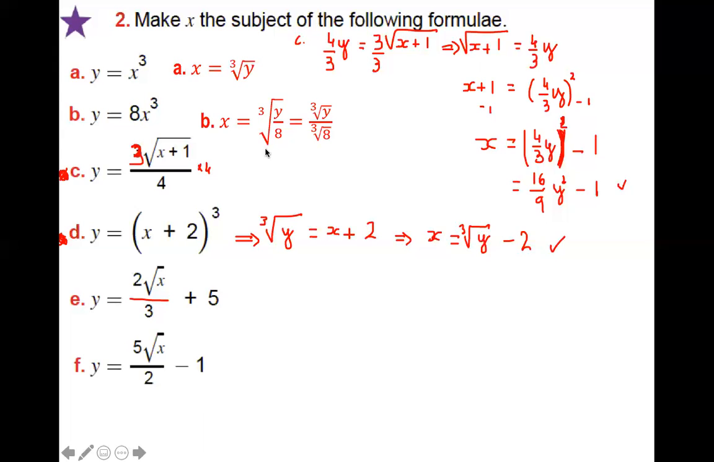And then after that, I take the cube root of y over 8, which is the same thing as cube root of y divided by cube root of 8. So now you're expected to know what cube root of 8 is. So what number do you times by itself and times it again, which will give you 8? 2. Yeah, so you're expected to write this in its simplest form as cube root of y divided by 2.